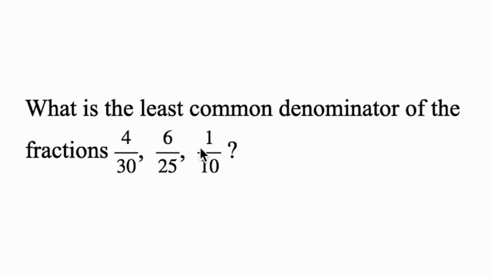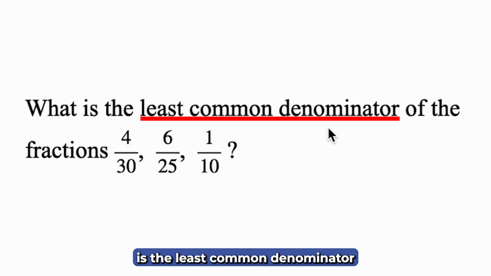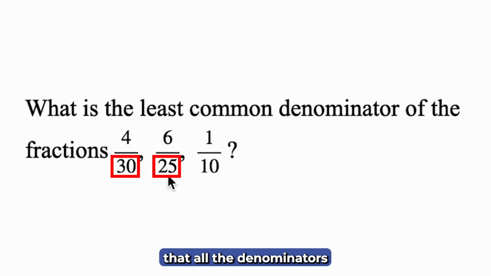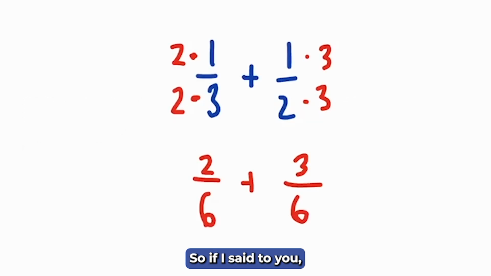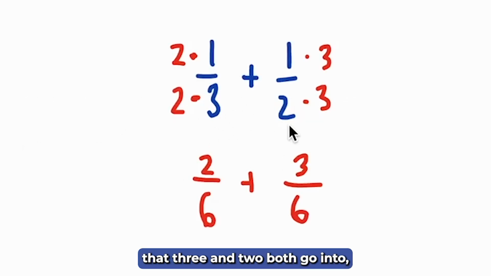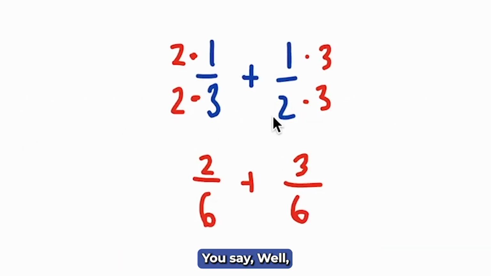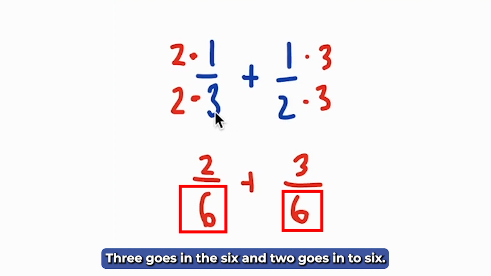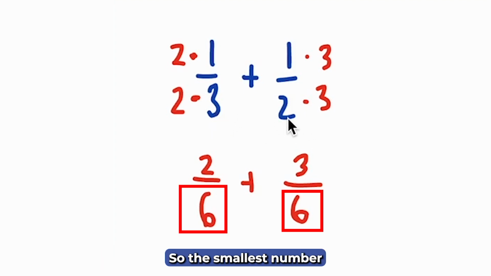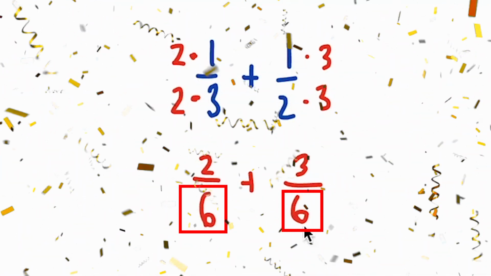In practical terms, what you can think of here is the least common denominator is the smallest number that all the denominators are going to go into. So if I said to you, what's the smallest number that 3 and 2 both go into, you'd have to think about it for a minute and say, well, I guess they both go into 6, right? 3 goes into 6 and 2 goes into 6. So the smallest number that they both go into is 6. That's why we got this as our common denominator.